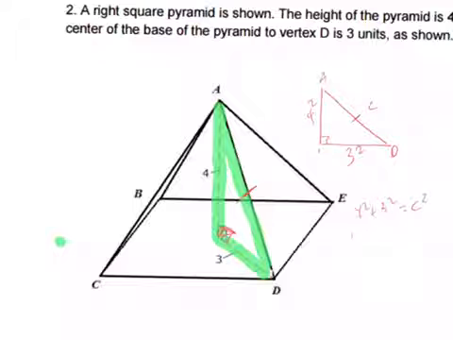which is your edge. So 16 plus 9 is equal to C squared. 16 plus 9 is 25 is equal to C squared. So the square root of 25 is equal to C, and so that length is 5.